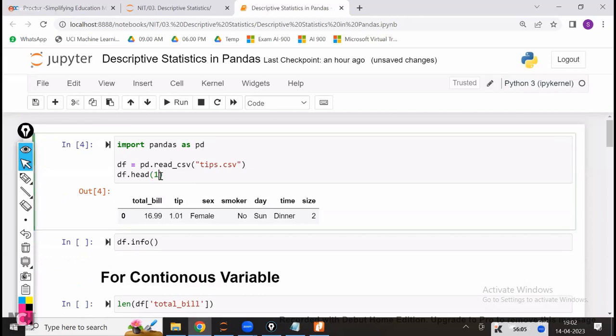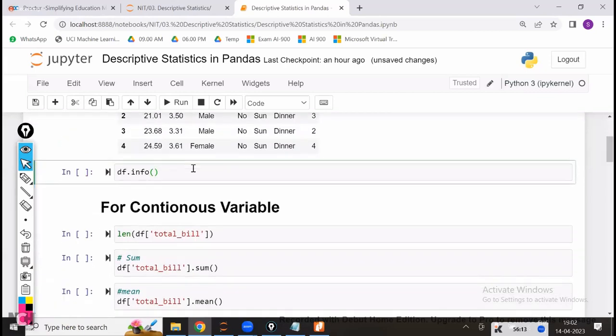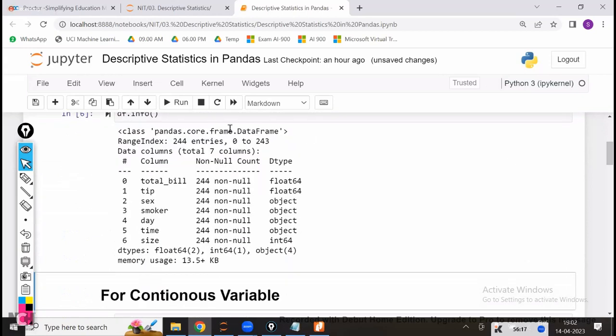So I have loaded a correct data set. To check the correct data set, we are using the head function. Right? The next one is info. Info means I'm going to check about my variables. That is the shape of the data: 244 records are there. Records are 244, columns are 7, and these are all the column names.